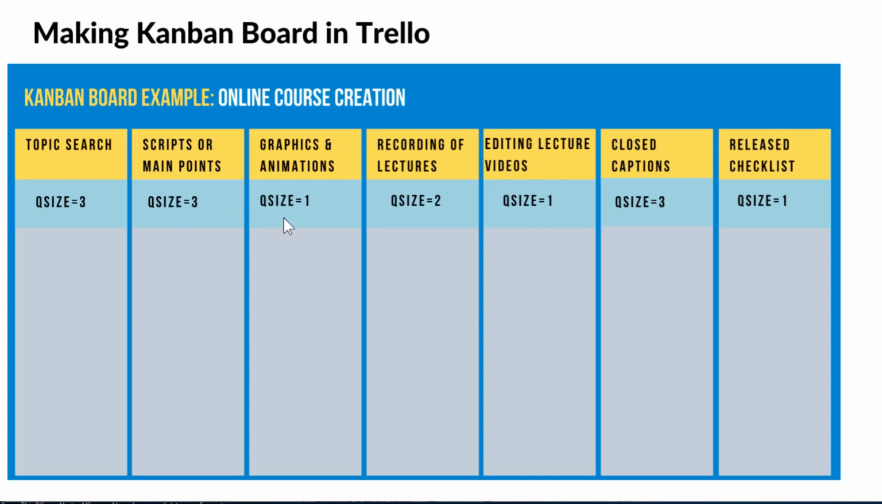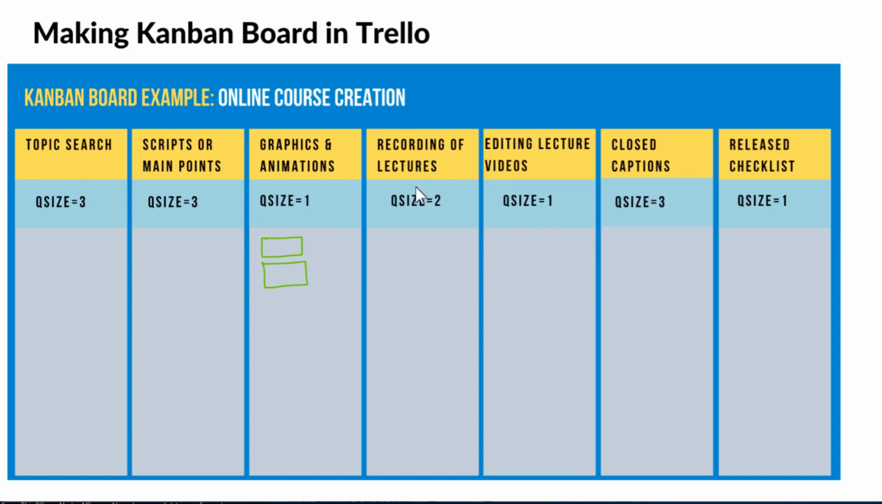But when I am creating graphics for my lectures or animations, then I am focusing on only one topic. So I define queue size in this way, that in this column or in this stage of my project, I will have cards only about single topic. There could be more than one cards, but only for single topic. But you can define queue size equal 1 means that only one card in this area. So this is up to you. And this is not necessarily 1, you can have 5 cards in this area.